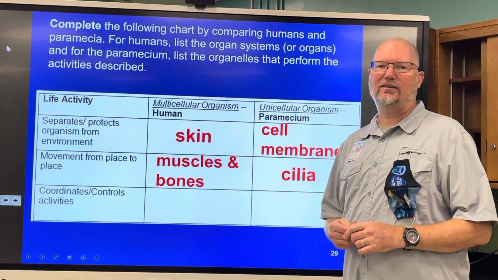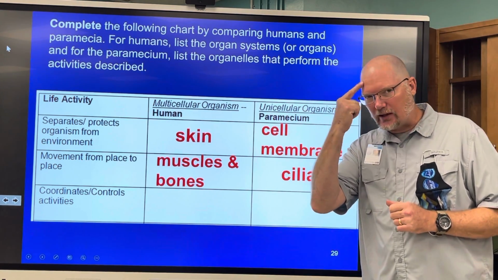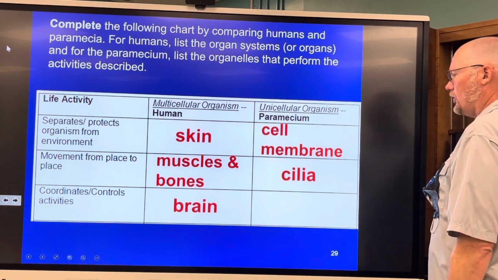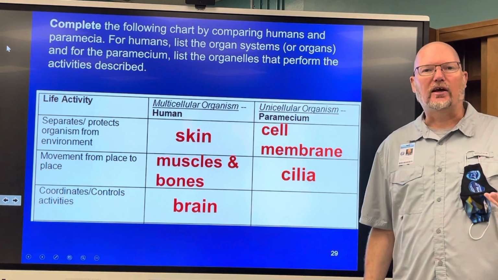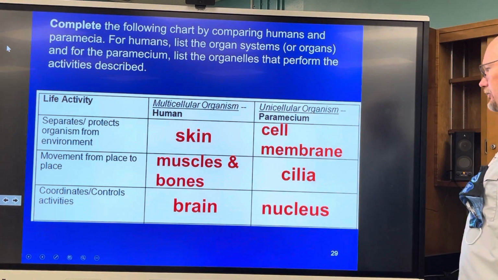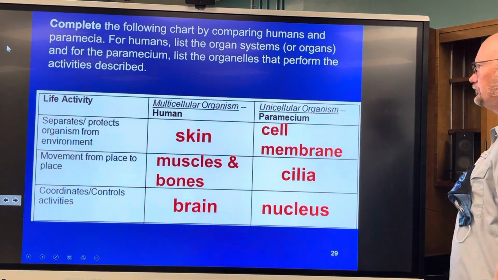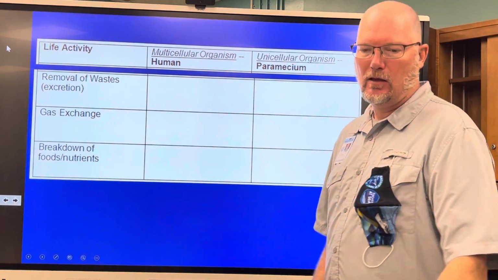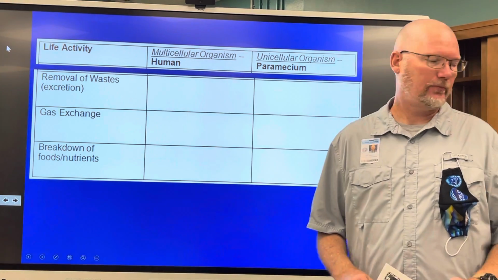Coordinates and controls activities. This one should be pretty easy. Think about it, okay? Yes, the brain, all right? The brain, and then what's the brain? What's the control center of a cell? Right, the nucleus. So you got the point here. Okay. So you're going to continue to do this after the notes are over. Make sure you're working with a partner, okay?